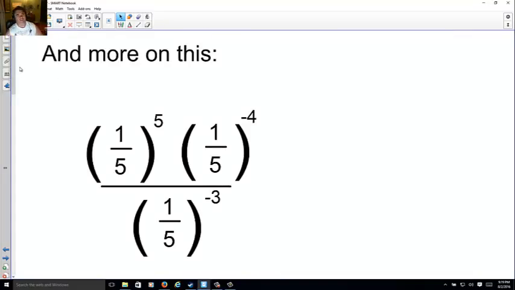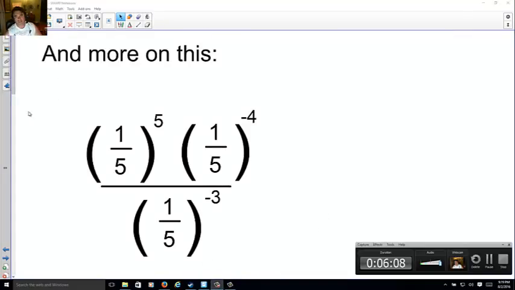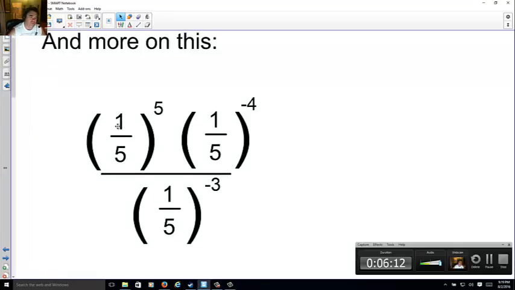And more on this. Well, let's see what time we have. Oh, we got plenty of time, so we're going to be fine. This looks difficult, but it's just put them together. 1/5 to the 5th and 1/5 to the negative 3rd I want, and 1/5 to the negative 4th.